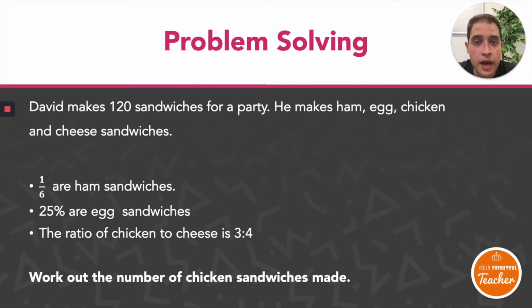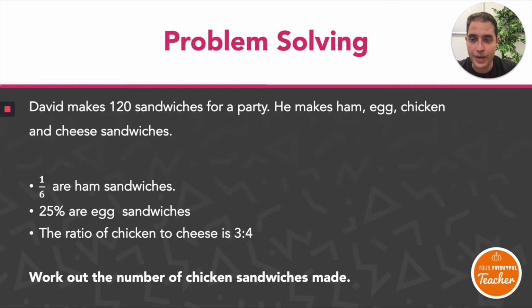Okay, here's another question that we're going to work through together as well, just to familiarize yourself with everything. David makes 120 sandwiches for a party. He makes ham, egg, chicken and cheese sandwiches. Not sure why he's having a party in this current climate, seeing as we've got restrictions, but okay, we'll let this slide. What we need to work out at the bottom there is the number of chicken sandwiches made.